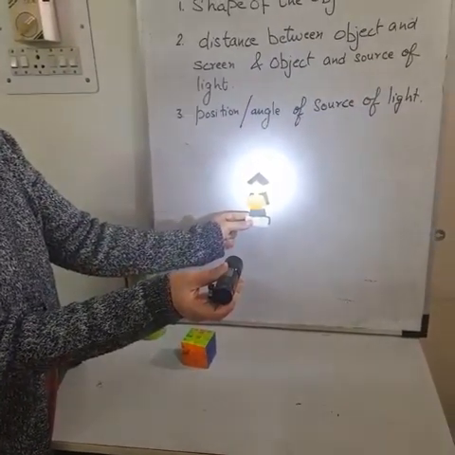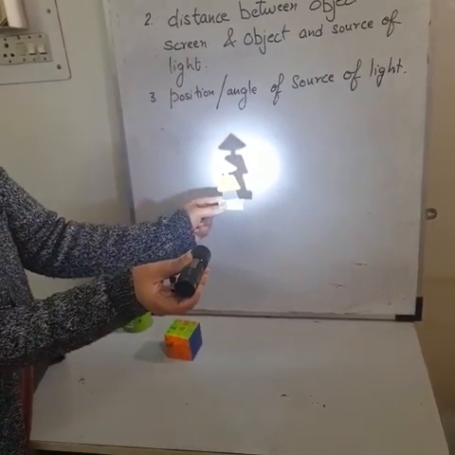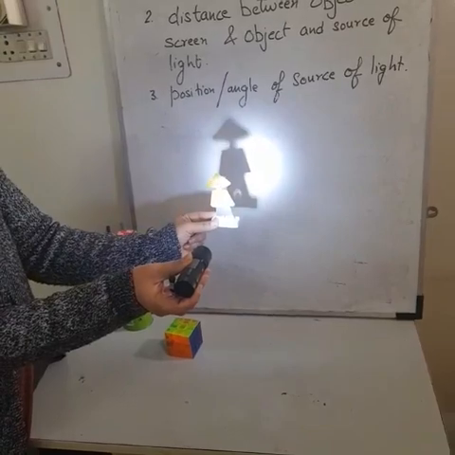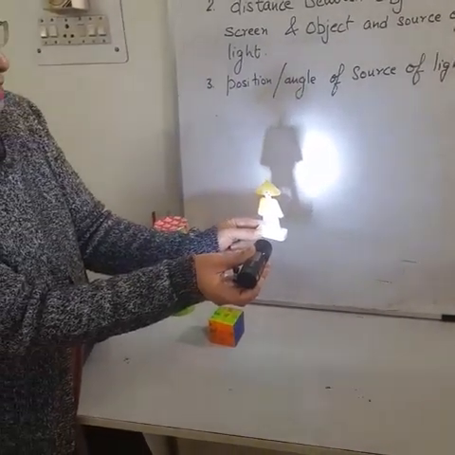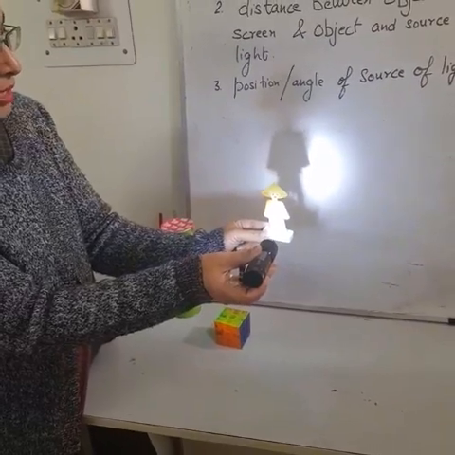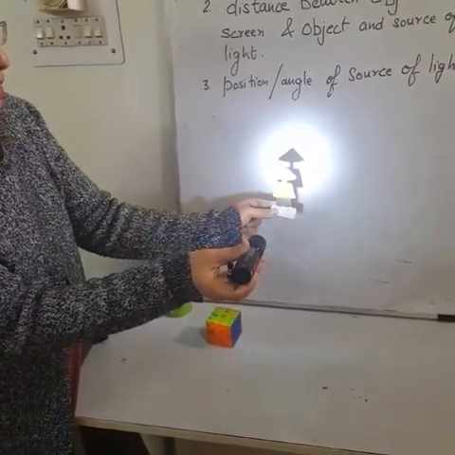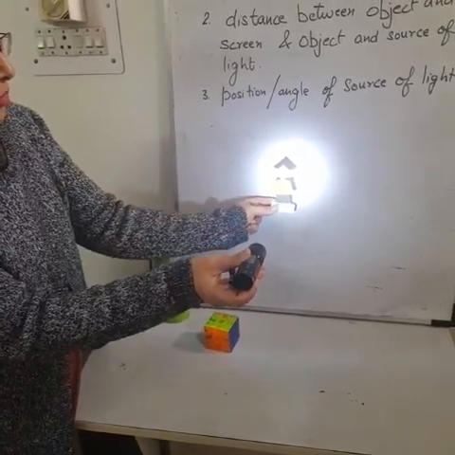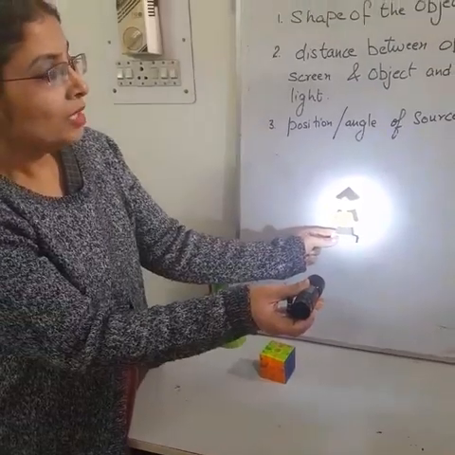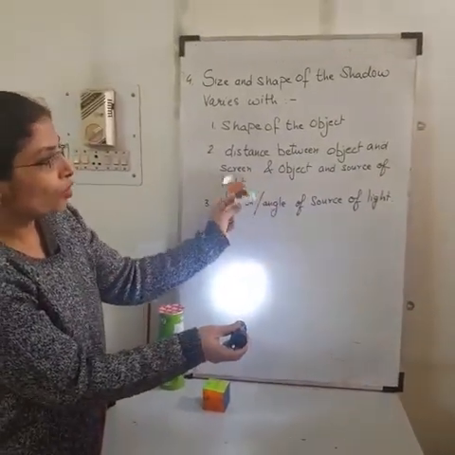Once again, I am going to perform this activity. When I increase the distance between the object and the screen, you can see that the size of the shadow increases. But when I decrease the distance between the object and the screen, you can very easily see the size of the shadow decreasing. The same can be seen with the object and the source of light.